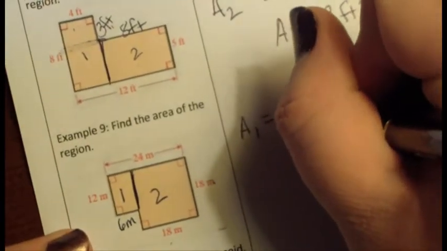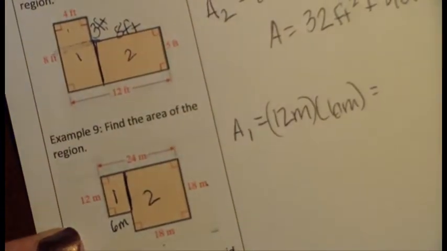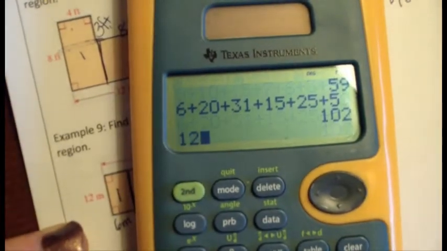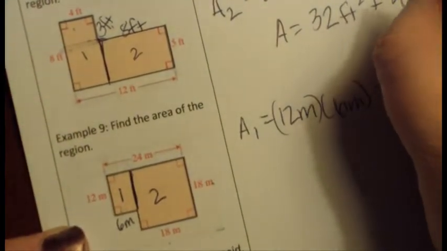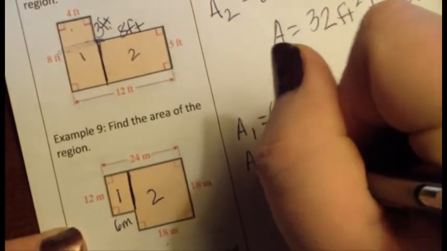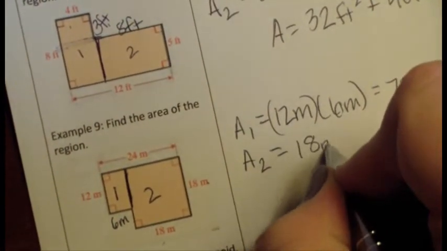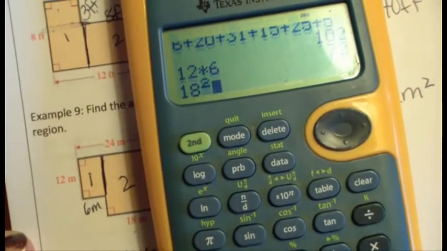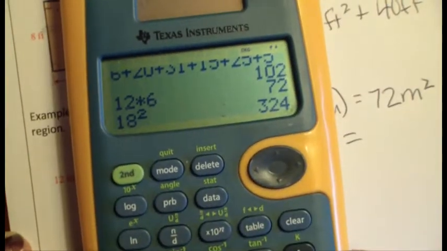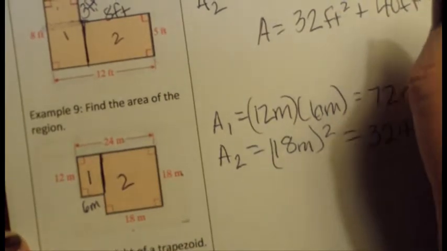All right, so 1, 2. Area of rectangle 1 is 12 meters times 6 meters. I think that's 72, but let's double check. Yeah, 72. So 72 meters squared. Area of rectangle 2, we got 18 times 18. So 18 squared is 324. So that area is 324 meters squared.